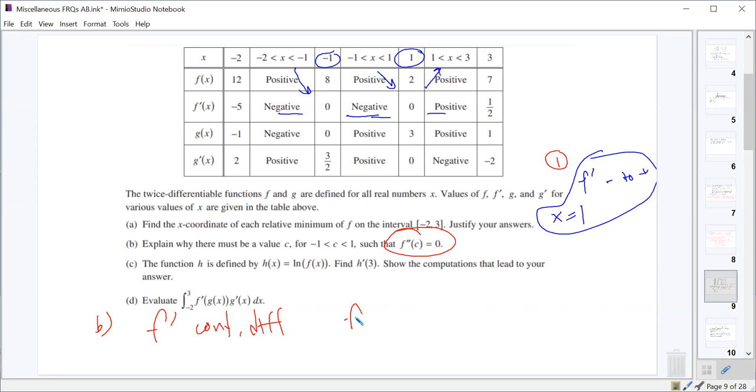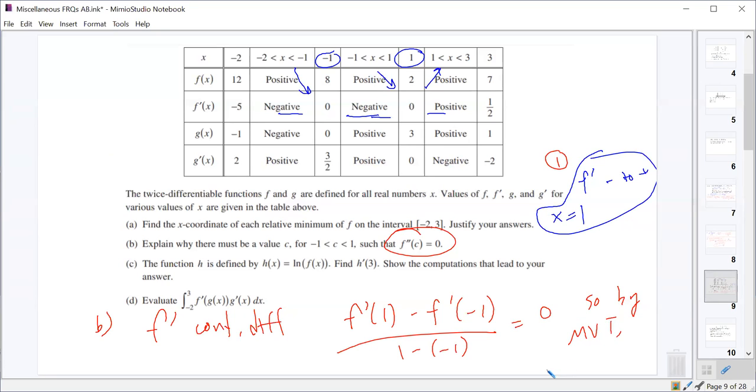We know that because it says f is a twice differentiable function, which means that f prime is also differentiable. So f prime is continuous and differentiable. And if we look at f prime of 1 minus f prime of negative 1 over 1 minus negative 1, well, that equals 0. And so by the mean value theorem or by Rolle's theorem, f double prime of c equals 0 on negative 1 to 1.